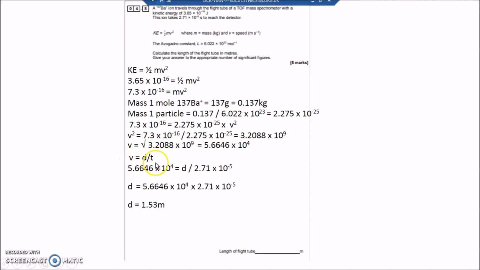Now velocity is distance divided by time. You'll know that speed is distance divided by time because, for example, the speed of a car might be 30 miles per hour. So distance, miles, time, hour, per means divide by. So speed is distance divided by time. I've got my v, my speed, 5.6646 times 10 to the power of 4. The question gives me my time, which is 2.71 times 10 to the minus 5. The ion takes 2.71 times 10 to the minus 5 seconds to reach the detector. So I multiply these two numbers together and my distance is 1.53 and it's in meters.